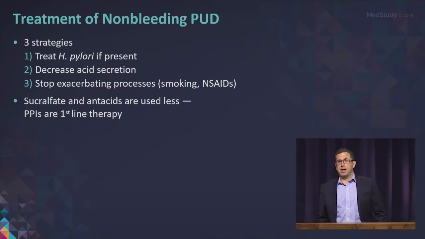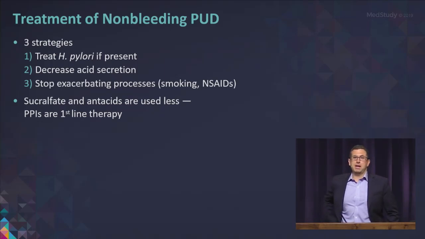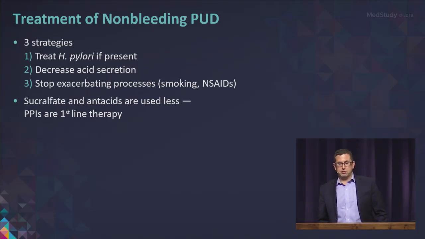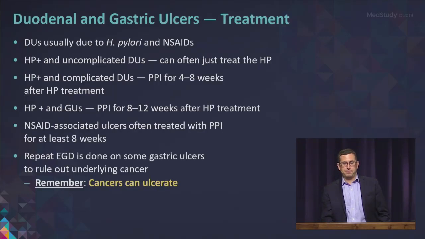So, treatment of non-bleeding ulcers. There are really 3 major strategies. Obviously, if H. pylori is present, we're going to treat it. You want to decrease acid secretion, which means putting the patient on a PPI, and you want to stop any exacerbating processes. So if the person's taking tons of ibuprofen or something like that, you're going to want to stop that. As I mentioned before, sucralfate and antacids are really not used that frequently anymore. PPIs are really first line of therapy.